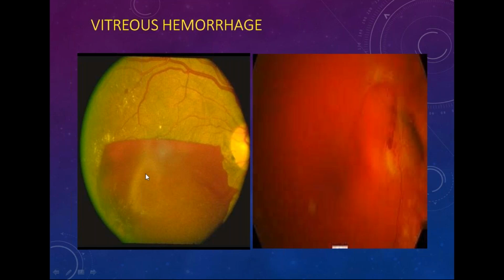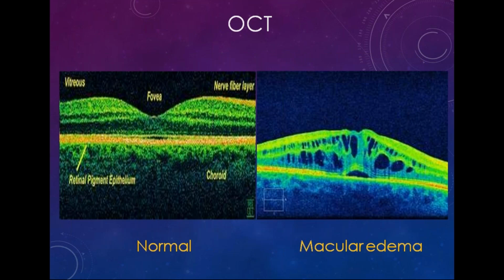This is a picture showing a subhyaloid boat-shaped hemorrhage. This is also vitreous, both are vitreous hemorrhage. This is a subhyaloid boat-shaped hemorrhage. The treatment of vitreous hemorrhage is vitrectomy. The picture showing diabetic macular edema in OCT, optical coherence tomogram.